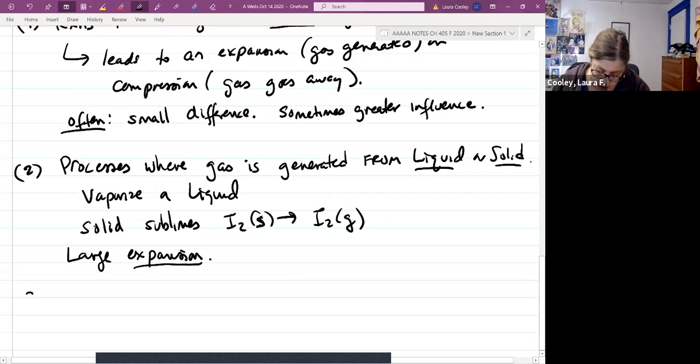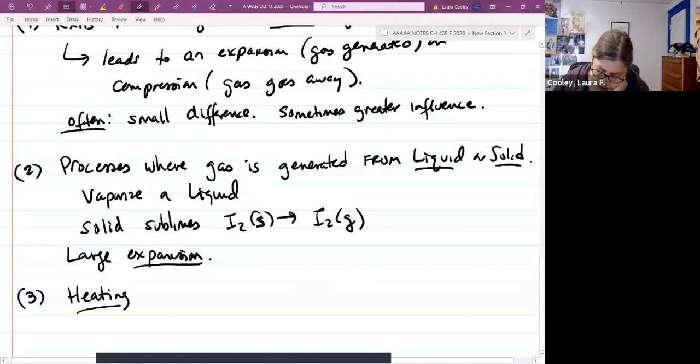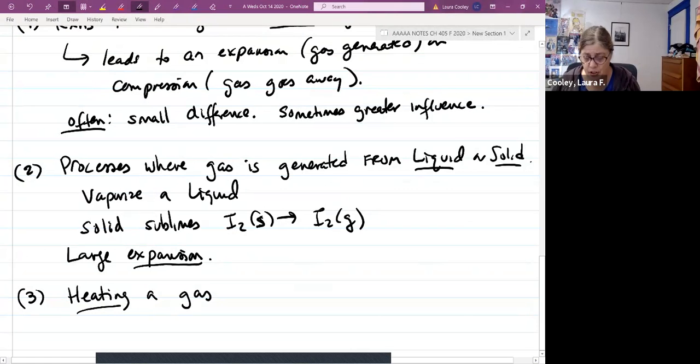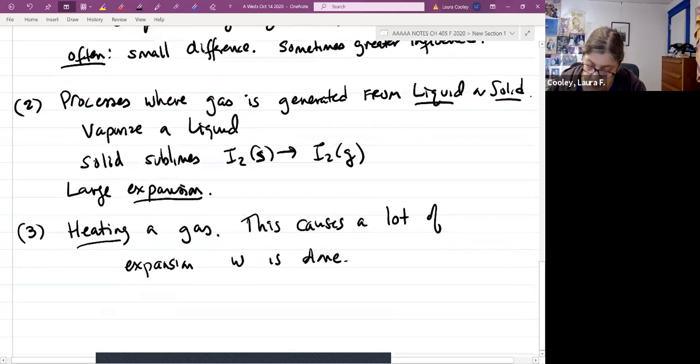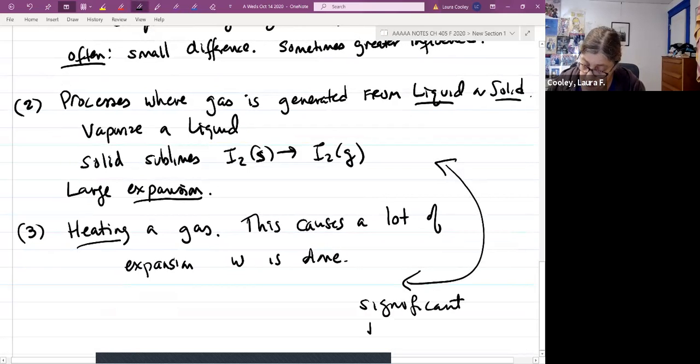And third, we have a situation when you're heating a gas. Because as you know, as you heat a gas, increase the temperature, that gas expands, at least if you're doing it at constant pressure, so not at constant volume. This causes a lot of expansion, and so work is done. And for both of these, you can have significant differences.